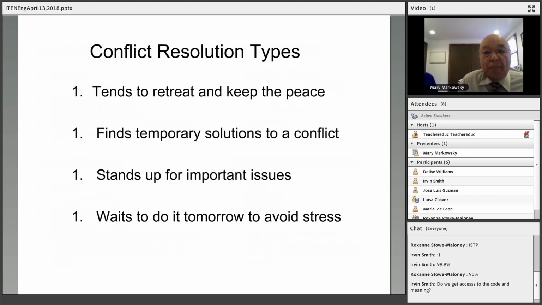Okay, now, conflict resolution types. In this exercise, the first one says tends to retreat and keep the peace. And I want you, my participants, to respond through the chat. What type of personality do you think that one is? Is it compassionate, or is it precise? Is it creative, or is it analytical? Which predominant personality type would tend to retreat and want to keep the peace?